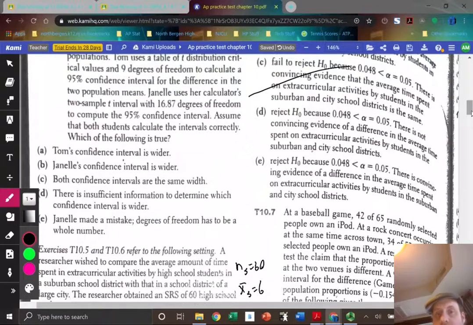Yes, we're going to reject the null because 0.048 is less than alpha equals 0.05. There is not convincing evidence. Uh-oh, no, there's definitely convincing evidence. Not D, so it must be E. All right, there is convincing evidence of a difference in the average time spent on extracurricular activities by students in the suburban and city school districts. So it is E. Okay, so all good right there.